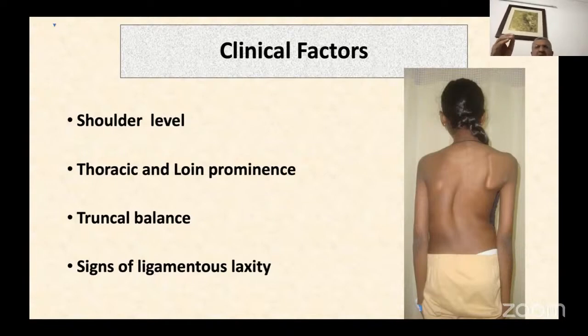In a highly imbalanced trunk, you should not try to do a selective thoracic fusion. It's always safer to go down to the stable vertebra. Therefore, after surgery, you are able to balance it. If there are signs of ligamentous laxity, you have to be extremely careful because these children are more flexible. The chance of adding on becomes significantly more.